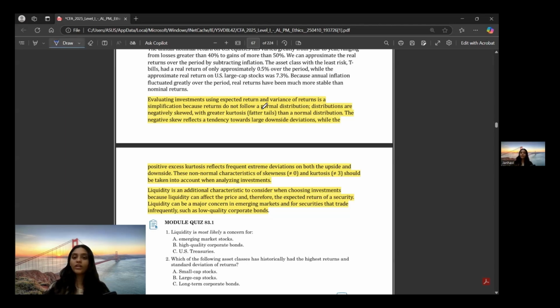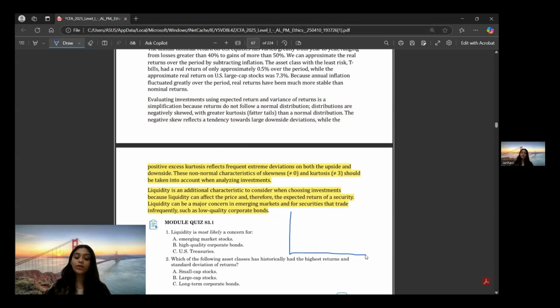So what does normal distribution mean? It means that this is the axis and your returns will be in this manner. This is what many models expect or just assume while giving you the result. But in reality, this is not the case. It says that the returns are negatively skewed and with a greater kurtosis.